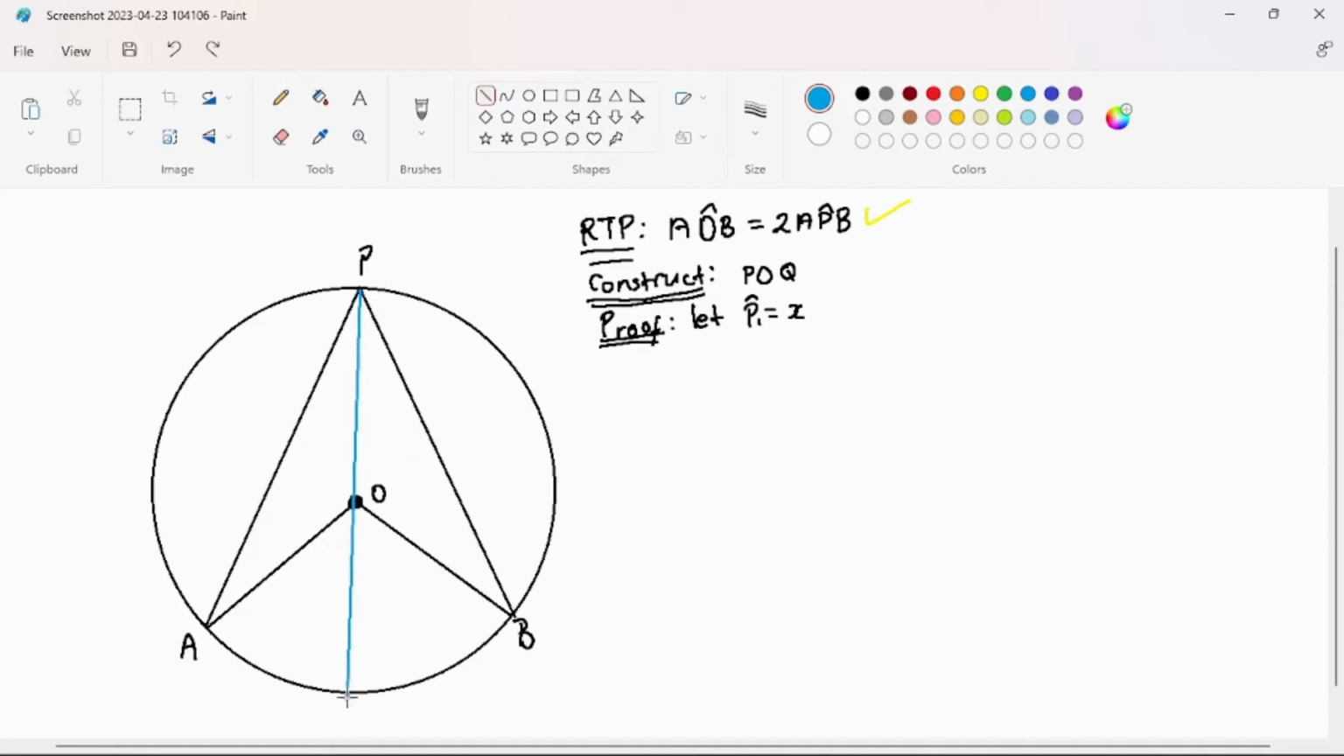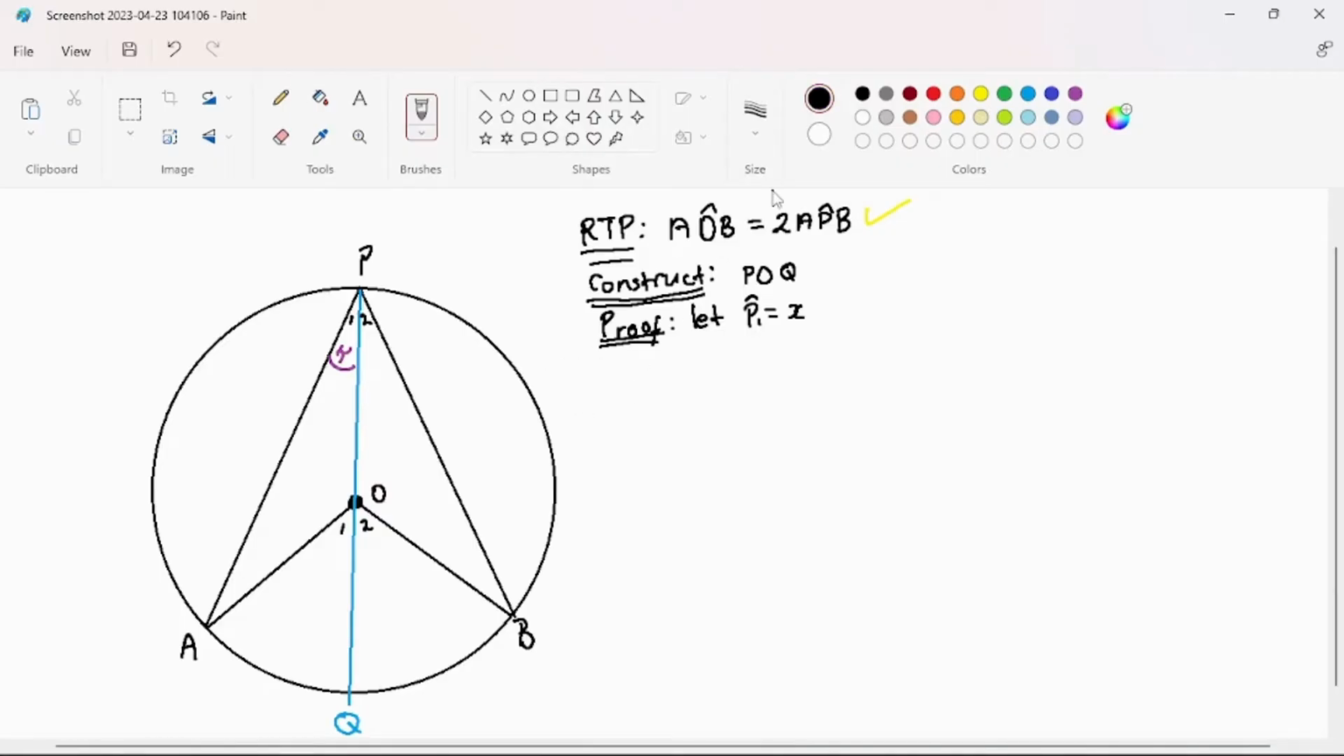The line is going to be like this, and then at the bottom here we are going to have Q, right? And then we are going to let P1 be equal to X. Let's say this is P1, this is P2, this is O1, and then this is O2. Then we are saying let P1 equal X. That means here we are going to have X, right? And then we are going to start our proof.